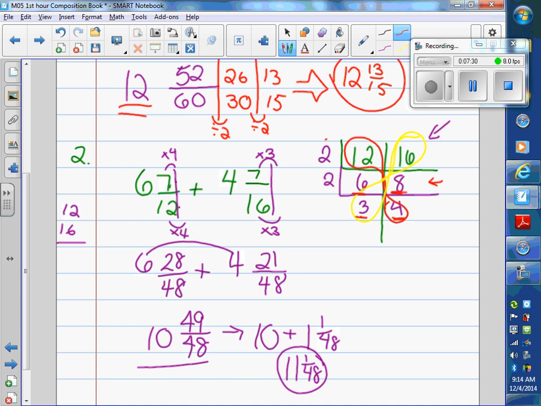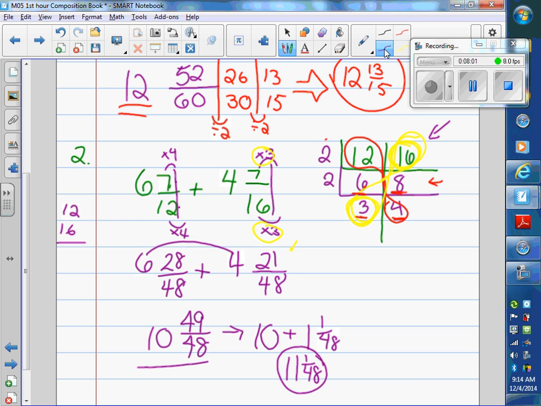So we're at the bottom of the ladder. Now I'm going to take the bottom of my ladder, 3, and multiply it by the top of the other side. That's my smallest common denominator, 48. Okay? The ladder also tells me to get 48, I have to multiply the 16 by 3. So I have to then multiply the 7 by 3, because you have to do the same thing to the numerator and the denominator. That's how I got 21 over 48.